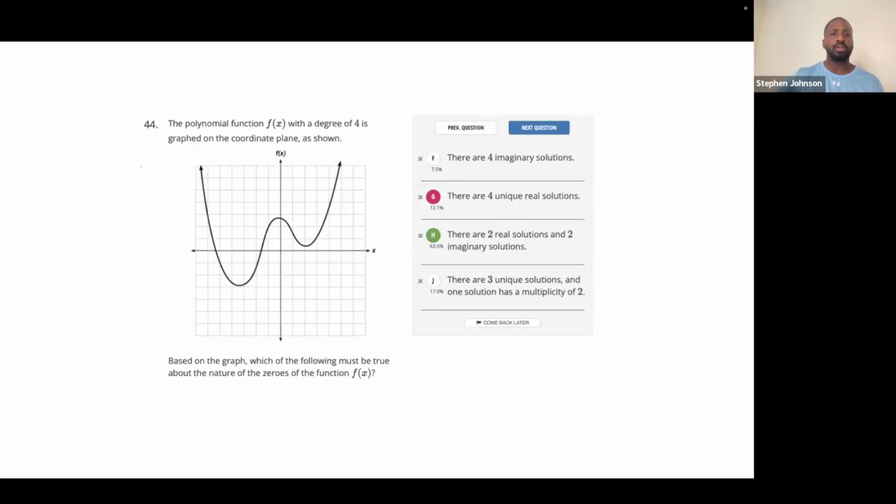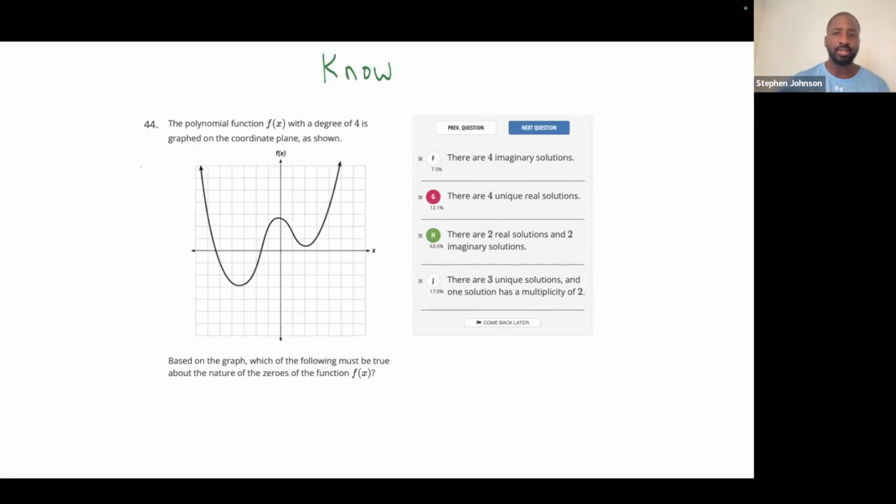Our next question here: the polynomial function f of x with a degree of 4 is graphed on the coordinate plane as shown. So a degree of 4 just means that the highest degree, or the highest exponent in the polynomial, is a 4th power. So that's good to know. There's some knowledge here.